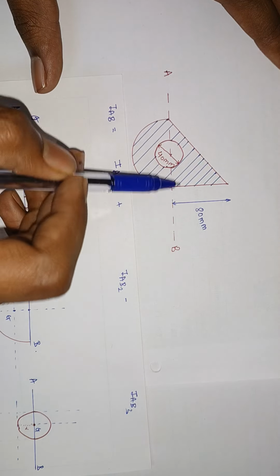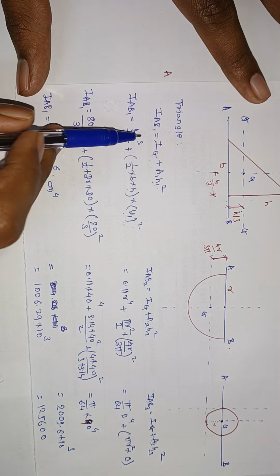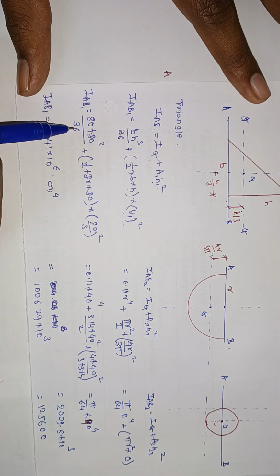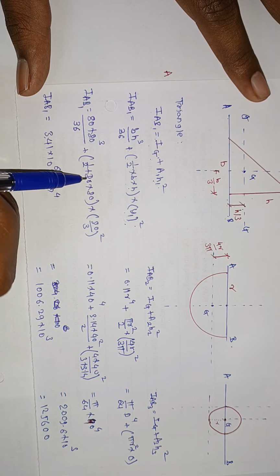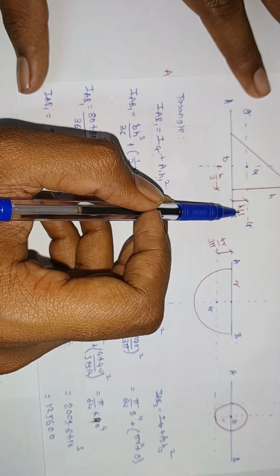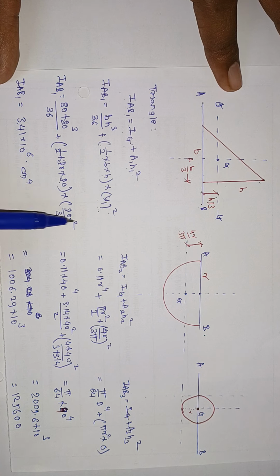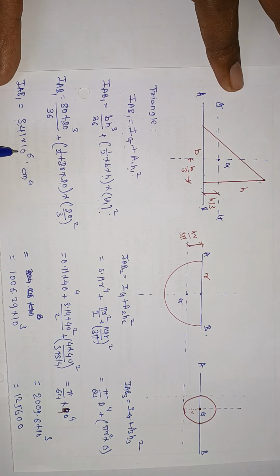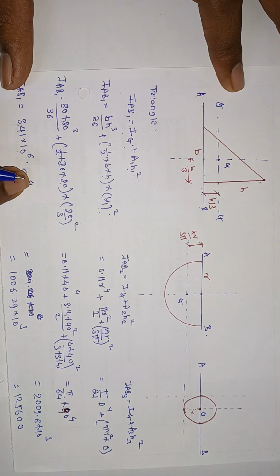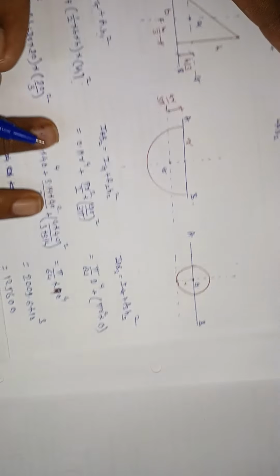Here you know this is 80 and this is 80. So B is 80, H is 80, divided by 36, plus 1/2 base is 80, height is 80, into y1 square, meaning h by 3 square. So h is 80 divided by 3, bracket square. We will get the moment of inertia equal to 3.41 into 10 raised to 6 cm raised to 4. This is the moment of inertia of our right angle triangle.